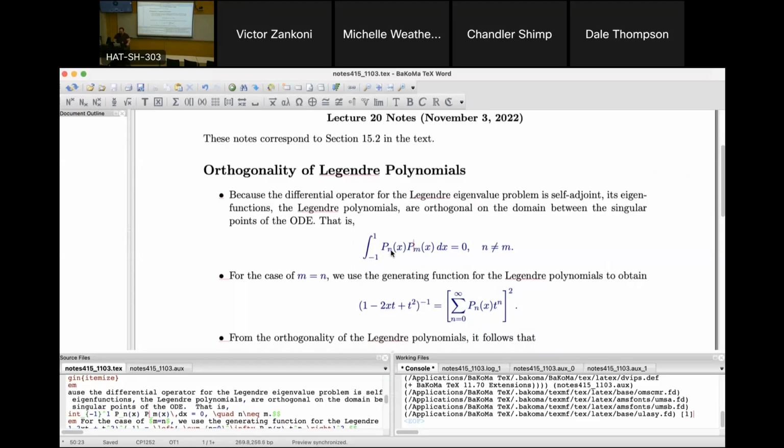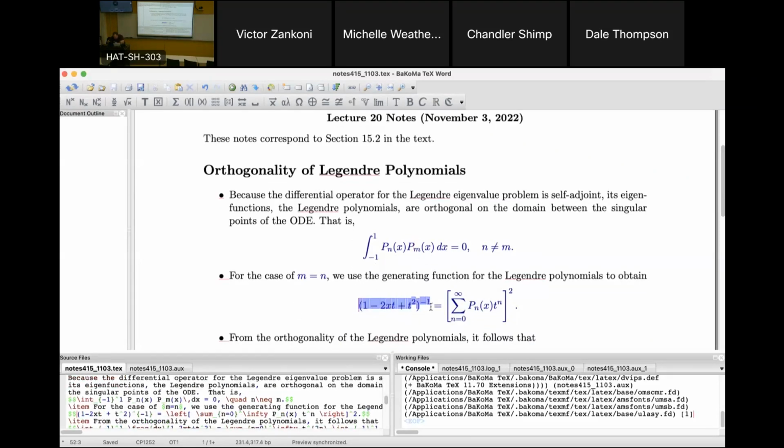now, when n is equal to m, then we're going to have the integral of the Legendre polynomial squared. So what is that going to be equal to? We don't know that yet. So for that, we're going to make use of the generating function. So what I do is, this is the generating function for Legendre polynomials squared. Recall it was to the -1/2 power. So I squared that.